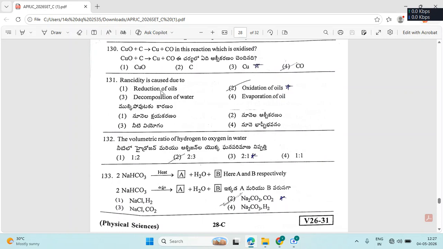Rancidity is caused due to: reduction of oils, oxidation of oils, decomposition of water, vaporization of oil. The correct option is 2, and the answer is oxidation of oils.